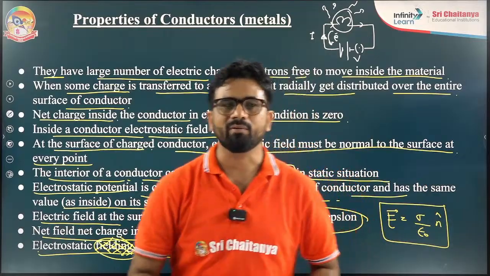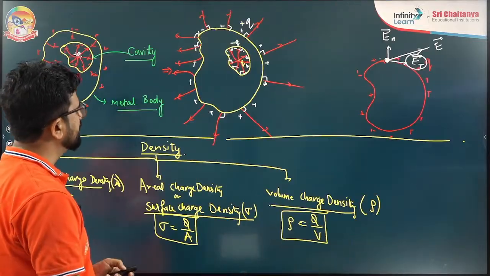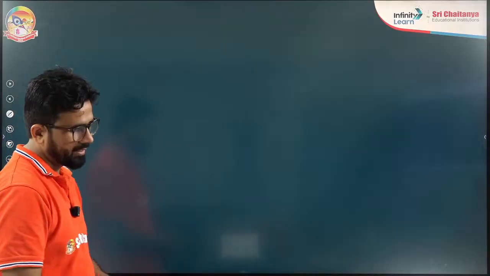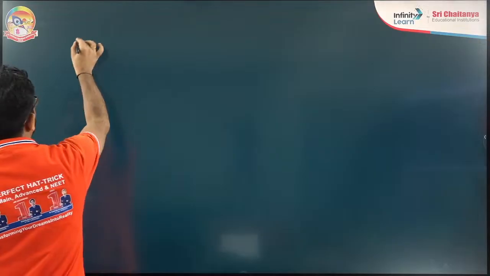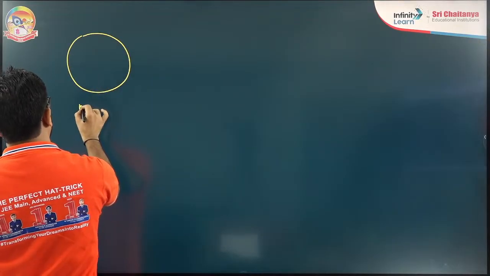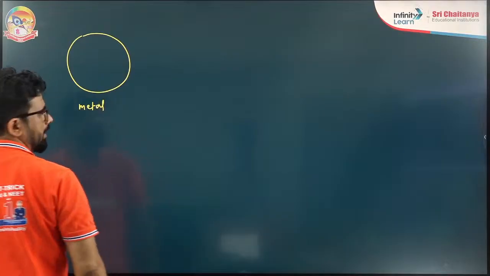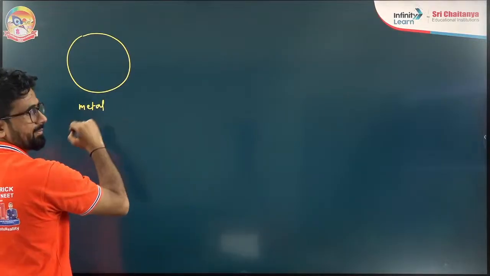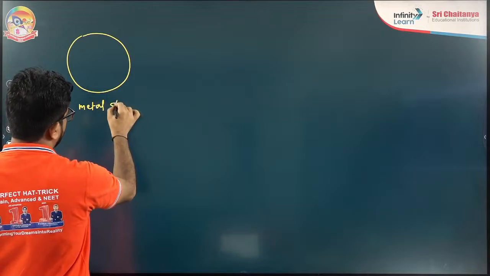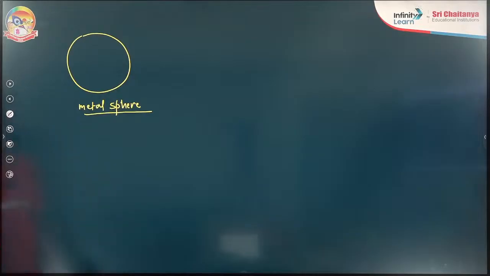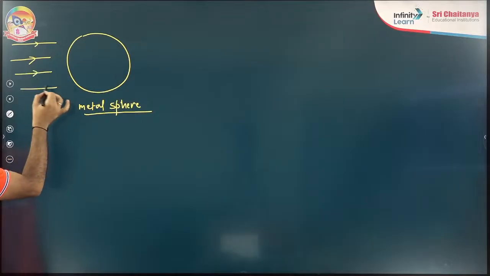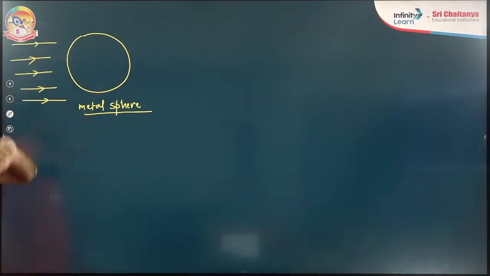Now please understand what I want to say. I am taking you to the next point. Suppose this is a conductor, a metallic conductor. It's a metal sphere. In this metal sphere, suppose an external field is coming. This is the external field. This sphere is neutral initially, if I assume it.